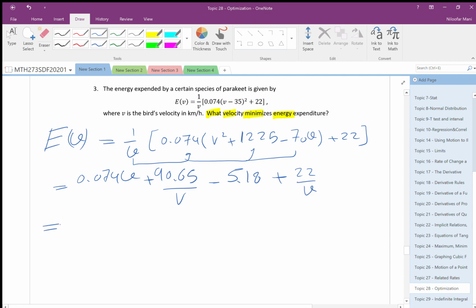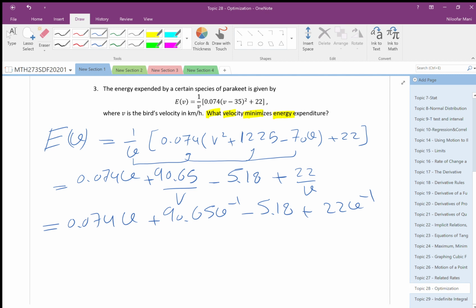So I can simplify it. 0.074 v plus 90.65 v to the minus 1, minus 5.18, plus 22 over v. I can simplify: 22 plus 90.65 is 112.65. So it is 0.074 v minus 5.18 plus 112.65 v to the power minus 1.